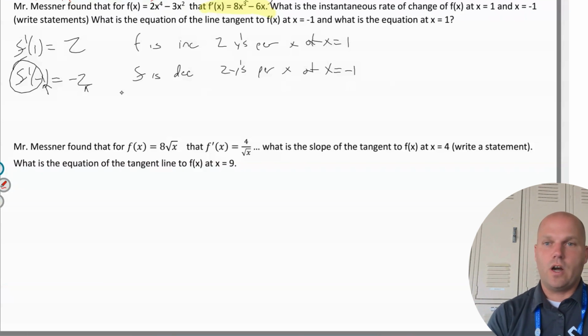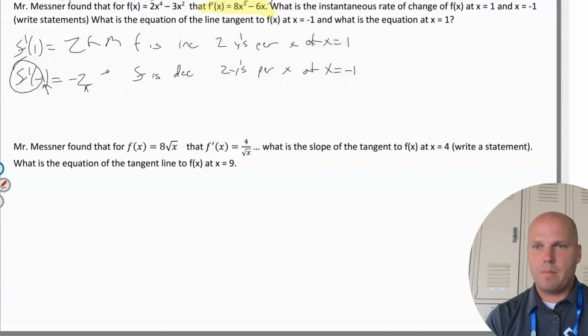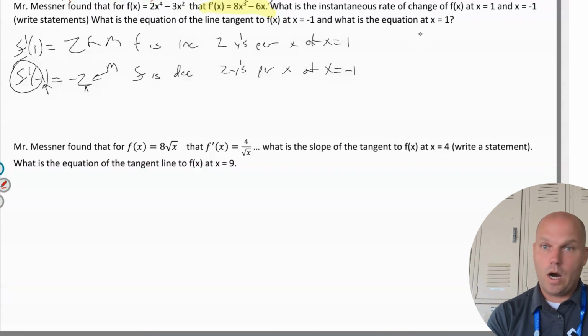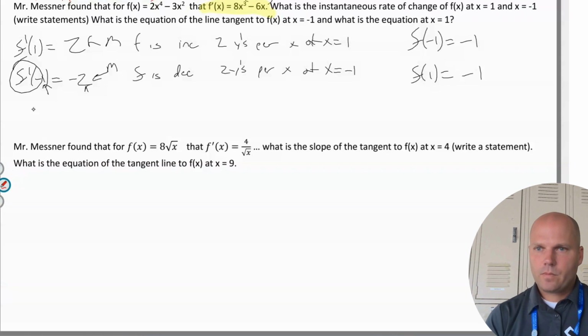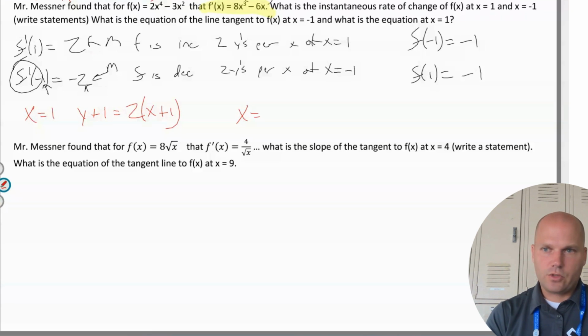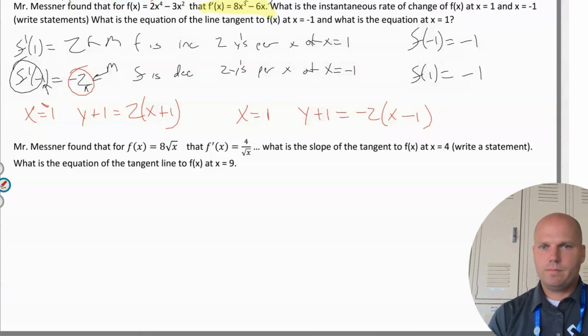What's the equation of the tangent? Well, I already have the m's. This is an m of a tangent. This is an m of a tangent. Now I just need the y's. So I'm going to plug in -1 into the original equation. I get 2 minus 3, which is -1. And then I'll plug in 1 into the original equation. I get 2. Okay, that's a little annoying, but whatever. At x equals -1, y plus 1, that's y minus -1, equals m of 2, x plus 1. At x equals positive 1, y minus 2 equals the same m, but opposite, x minus 1. Cool.